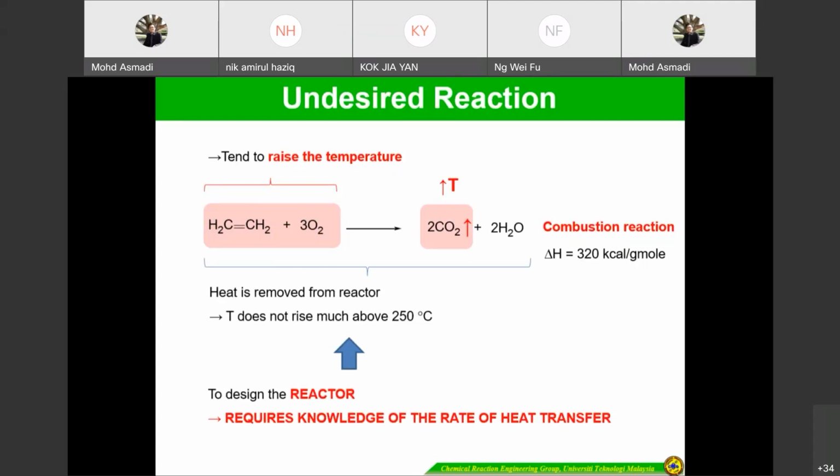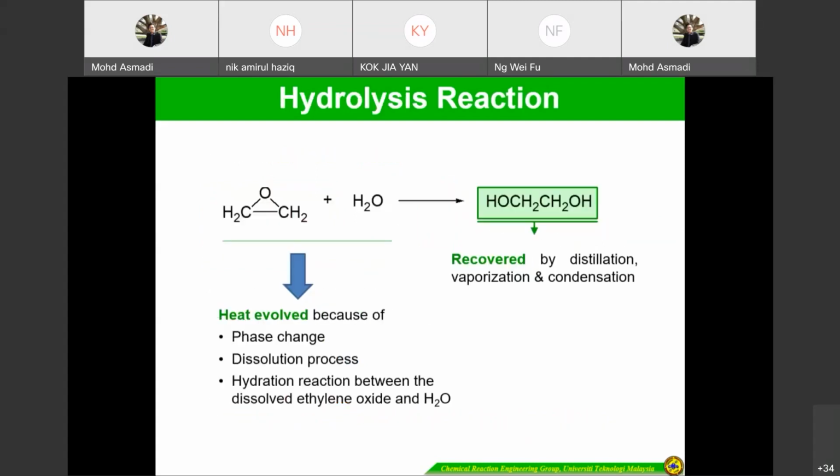When you want to design the reactor, you need the knowledge of heat transfer. Likewise, after that you have to do condensation or separations. All of this involves phase change, hydration reaction, and also dissolution process. So you have to know about heat, latent heat. If the phase changes, or the temperature changes but the phase stays the same, what heat equation do you need to use? For latent heat, and which sensible heat equation do you use?